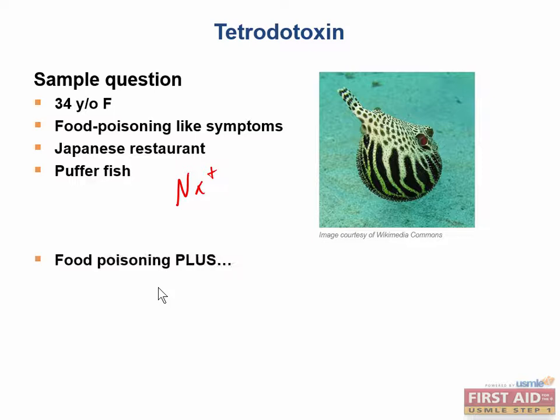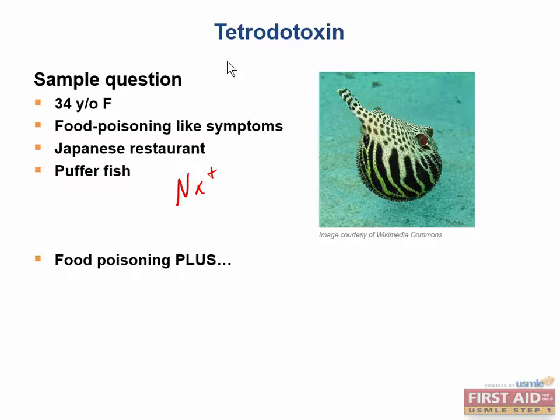So symptoms are going to be very similar to food poisoning. The nausea, vomiting, diarrhea, weakness, all very non-specific findings that you might find in normal food poisoning scenarios. Treatment is also the same, just supportive. It's the same as food poisoning. You can't really do much once you actually have tetrodotoxin poisoning.